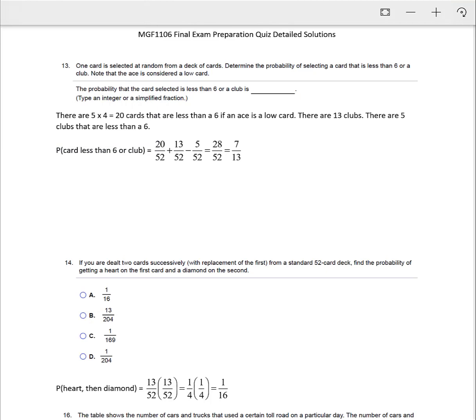That it's a club and less than 6, which was 5 over 52. And if you go ahead and add the numerator, 20 plus 13, and subtract 5, you get 28 over 52. Numerator and denominator are both divisible by 4, so that simplifies to 7 over 13.